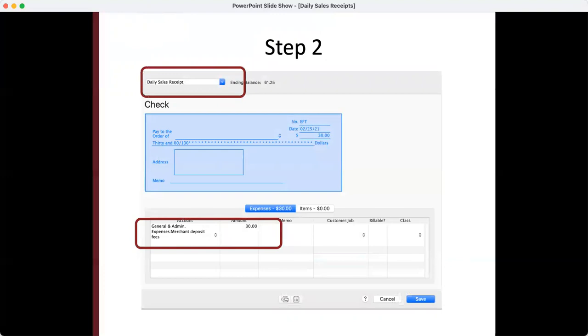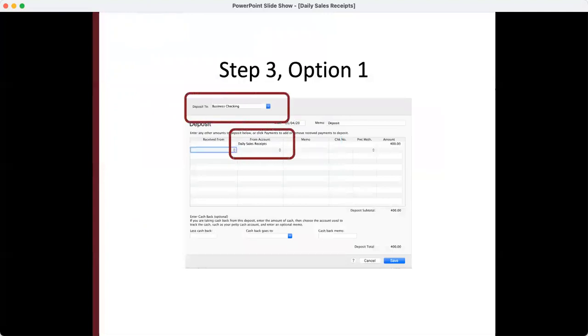Then we're going to write checks from the bank account called daily sales receipts, $30. You can write an electronic funds transfer if you want. You can say who you're paying to the order of. And then, you're going to categorize the expense just as you would any other expense, whether it's merchant deposit fees or fuel, employee labor, whatever you spent the cash on.